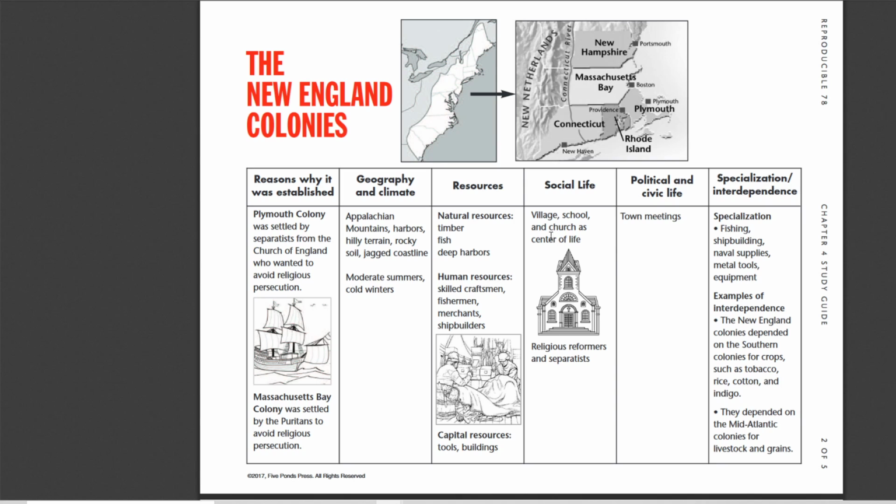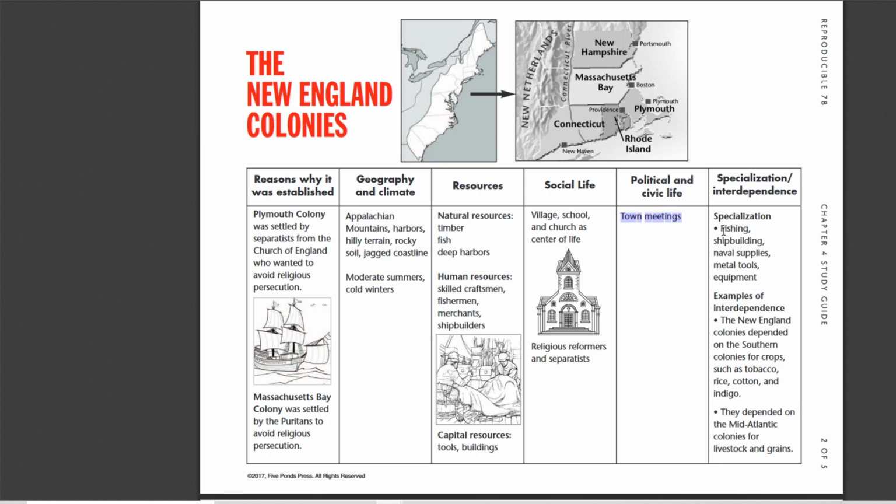Since they're very religious, village, school, and church were the center of life. They spent a lot of time in church, and there were religious reformers, which is why they weren't wanted in England. They wanted them to follow whatever the religion was in England. These people wouldn't comply, so they had to leave and come here. When it came to making laws and rules, they would have town meetings.